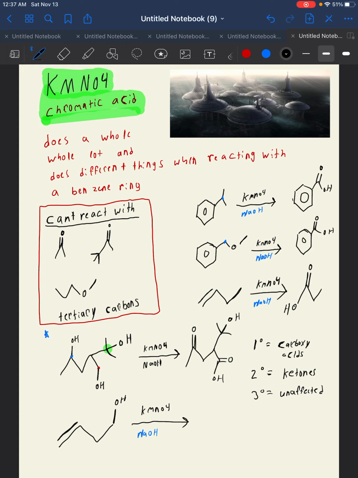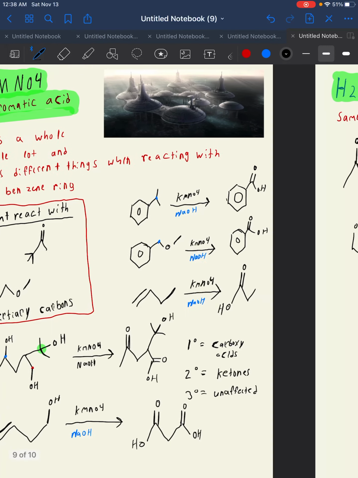So once again, moving on to this molecule down here, same thing. As before, we're just mixing and matching. So you would get a product that looks like this. Pretty cool, I know. So let us move on.